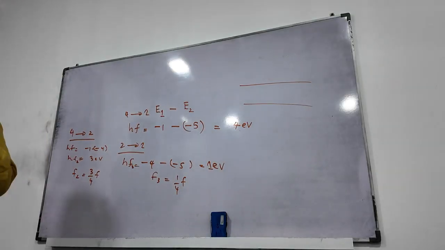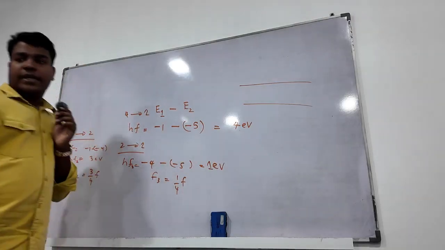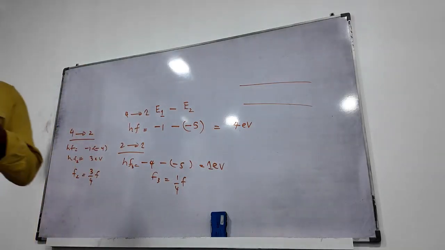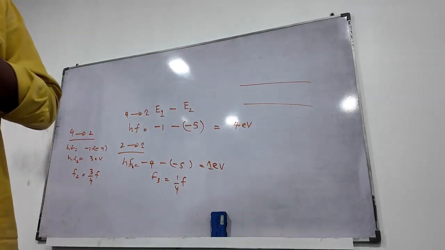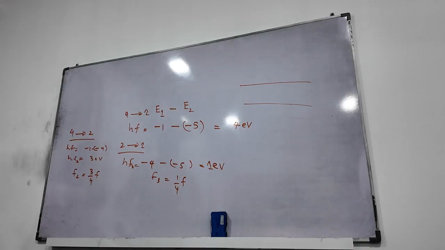We can't get F over 8. There's no such expression for 1 over 8. If you write it like this, we won't get 1 over 8 F. Is it clear? So that should be the answer there.